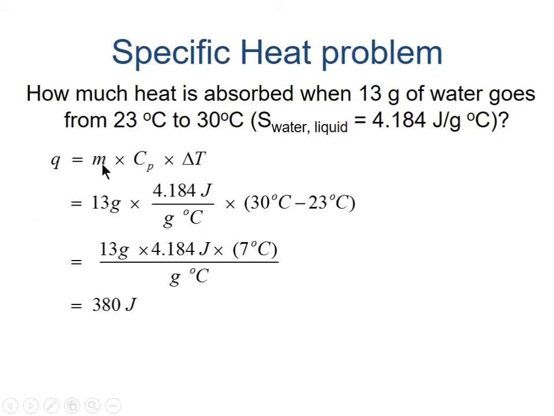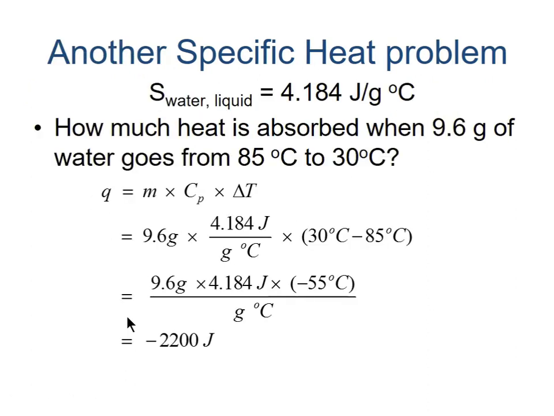So heat is equal to the mass times the specific heat times the change in temperature. 13 grams is the mass. They've given me the specific heat as 4.184 joules per gram degree Celsius, and I'm going to use my final temperature, which is 30, minus my initial temperature, which is 23, to calculate the delta T. Here I've calculated delta T. It's a positive value in this case because it's increasing in temperature, and I get a calculation of 380 joules.